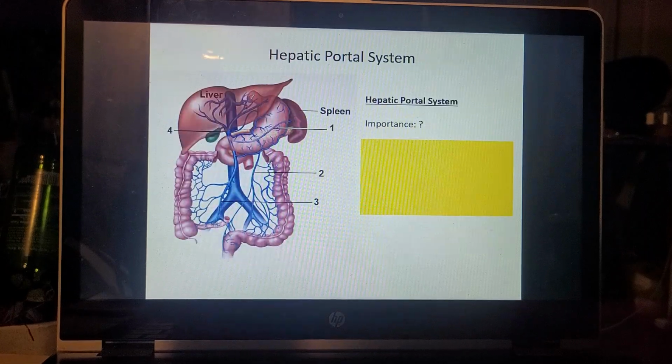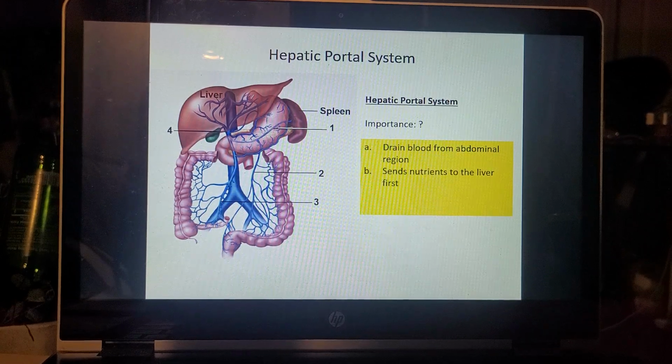Next labeling. The hepatic portal system. So the hepatic portal system has 3 importances to this system. So we'll do them step by step. So, 1 importance of the hepatic portal system. Drain blood from the abdominal region. Sends nutrients to the liver first. And allows the liver to detox the blood.